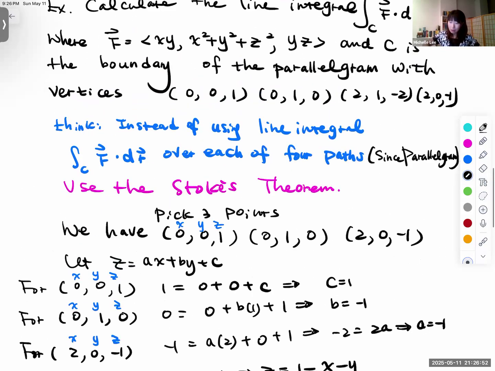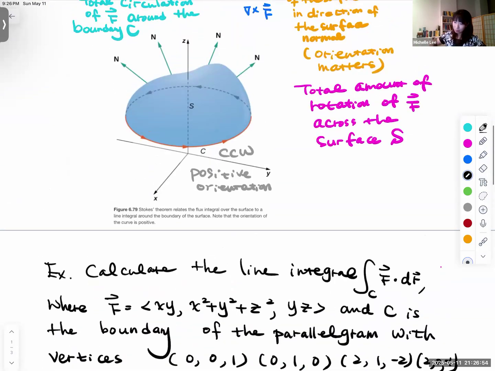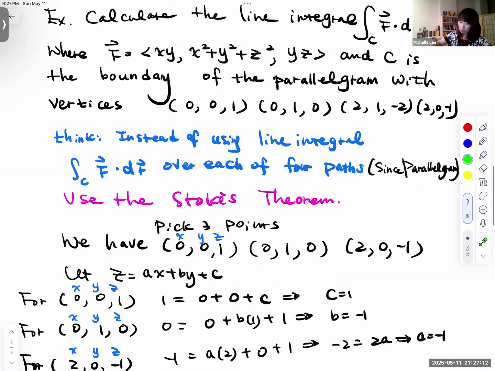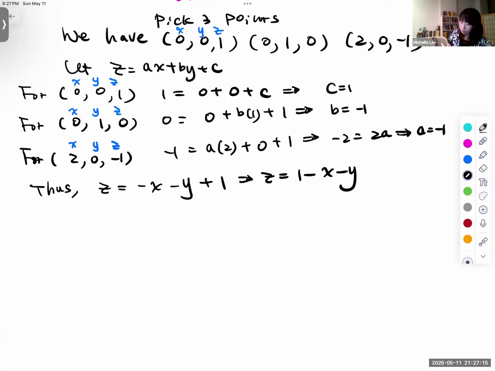Okay, Stokes theorem says that we have the double integral over S, the piecewise smooth oriented surface, whose boundary is C, of the curl of F dot dS, right? So we need the curl of F dot dS. Okay. So how do we do this?